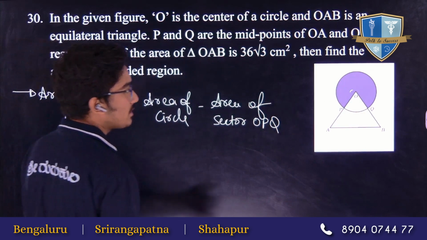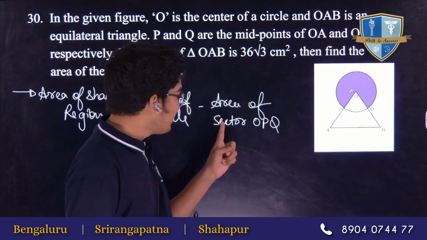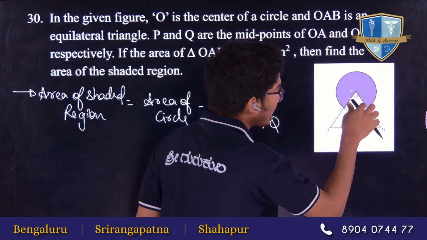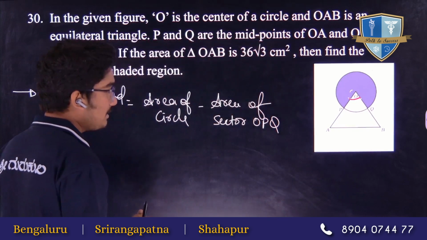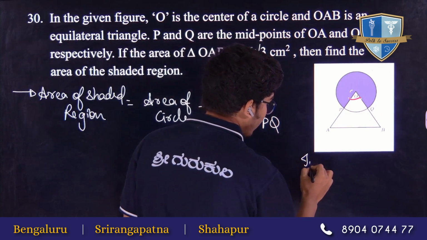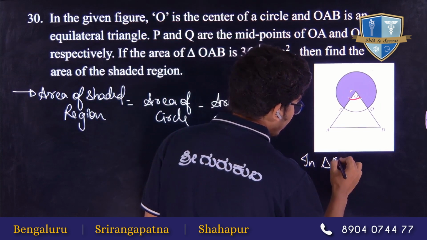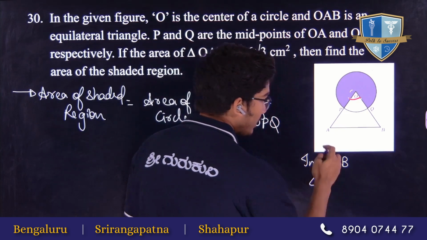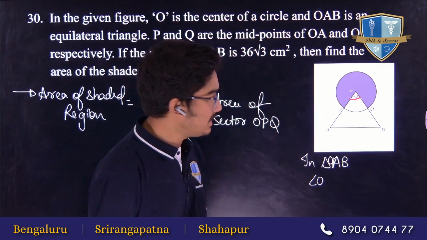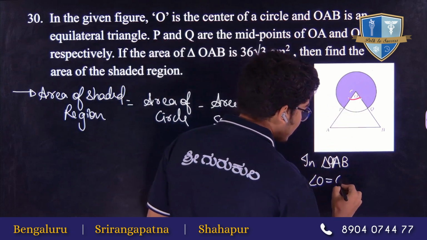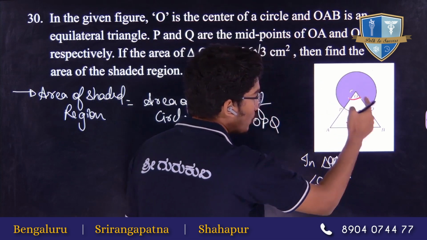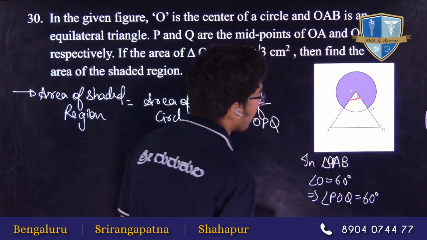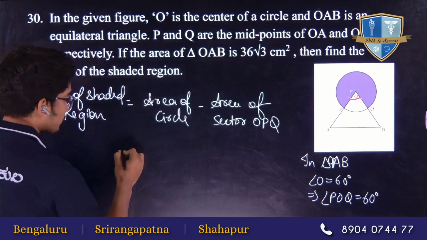So to find the area of the circle, we need the radius of the circle, and to find the area of sector OPQ, we need the radius of the circle and this angle O as well. So to find this angle, see here, in triangle OAB, each internal angle of the equilateral triangle is always 60 degrees. So angle O will be 60 degrees, which implies angle POQ is also 60 degrees. Correct?